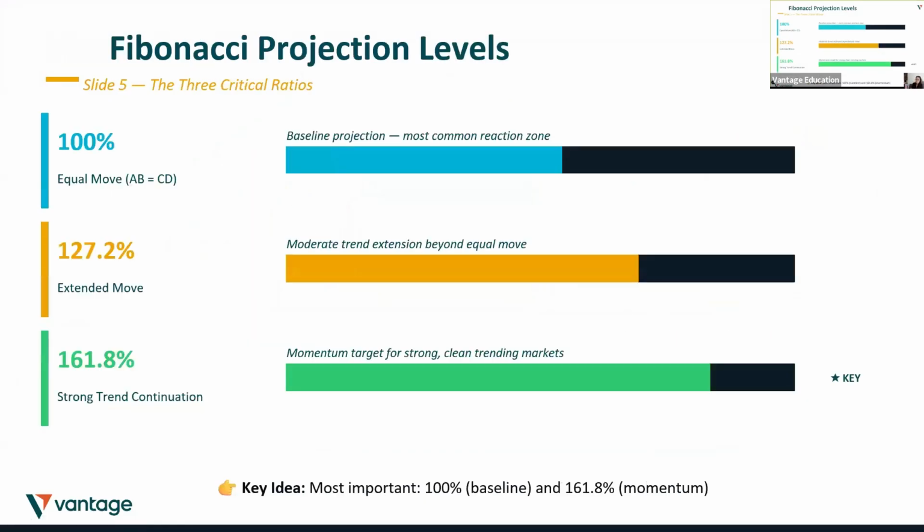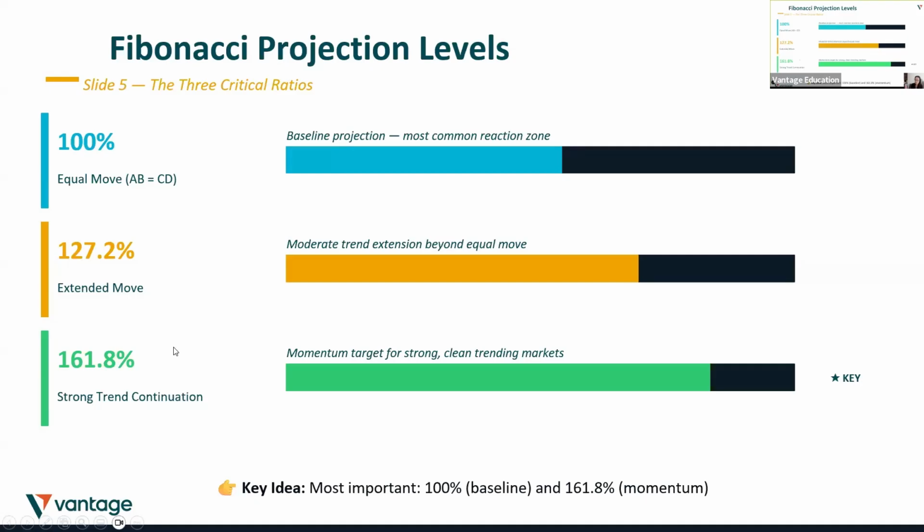The Fibonacci projection levels: we have 100%, which is AB equal to CD pattern, right? This is the baseline projection, the most common reaction zone. If price goes below the 100% projection, the extended move is going to be 127 and 161.8. Okay, so this is very strong.